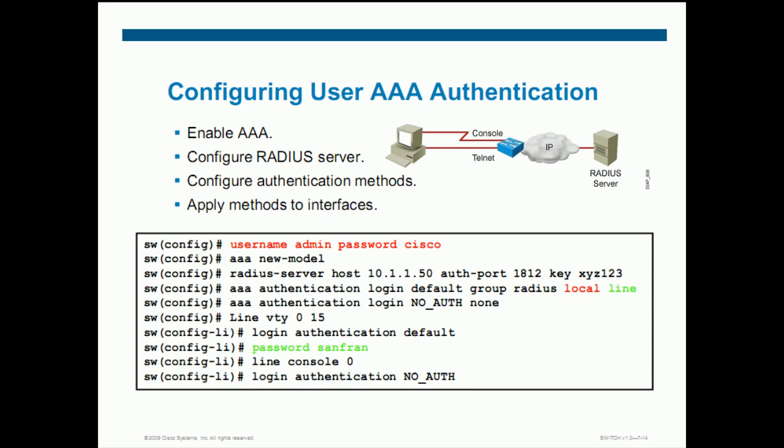Choose the login authentication default. What's the default? Well, default's that default group I just created, right? Radius, local, and line. And then I could say, here's your line password. Password San Fran. So you have to type in San Fran. And then I could go to the line console 0 and say, hey, look, for this one, there's no authentication.